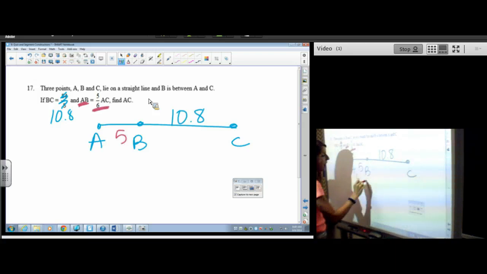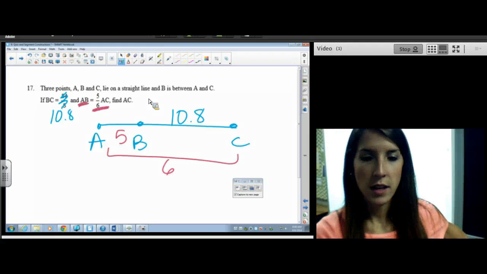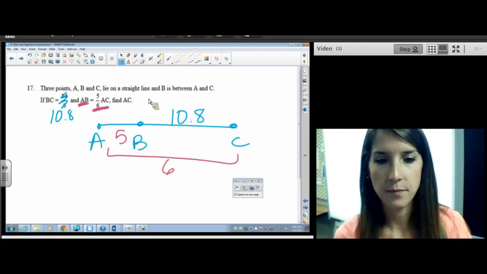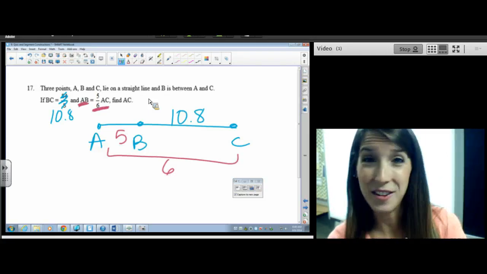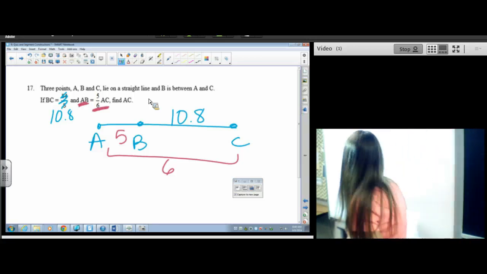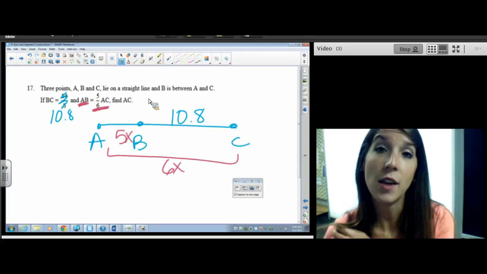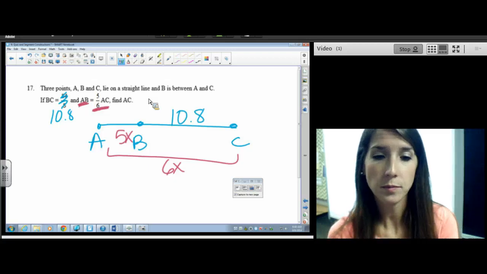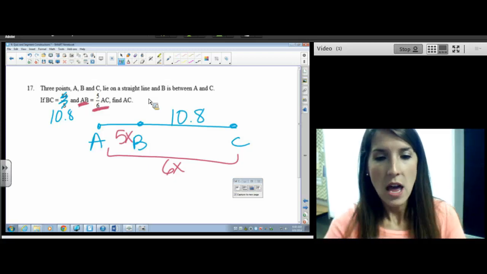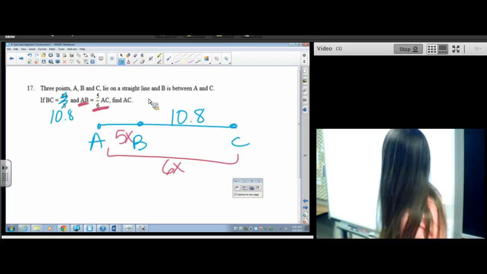AB is 5/6 of AC. 5/6. Give one of them 5 and give the other one 6. So my drawing is not to scale. Sorry about that. 5 is not the length and 6 is not the length. So you need to put an X and you need to put an X. Those represent ratios, portions. All right, so if I have 6 pieces and I've used up 5 of my pieces, that means I have 1 piece left.